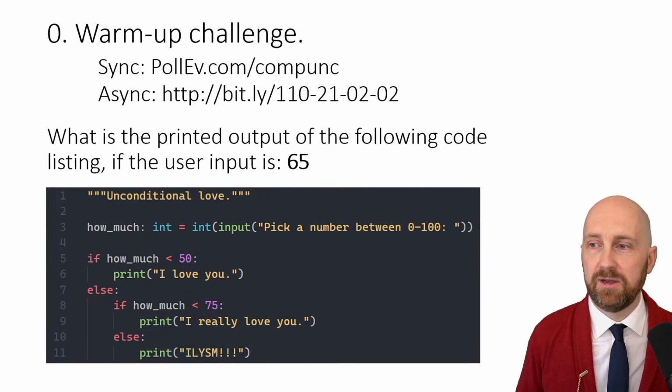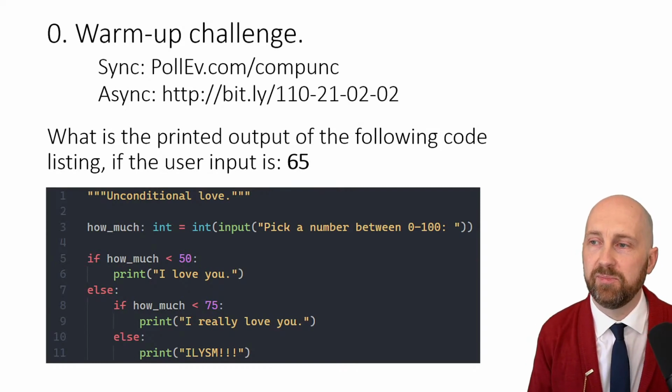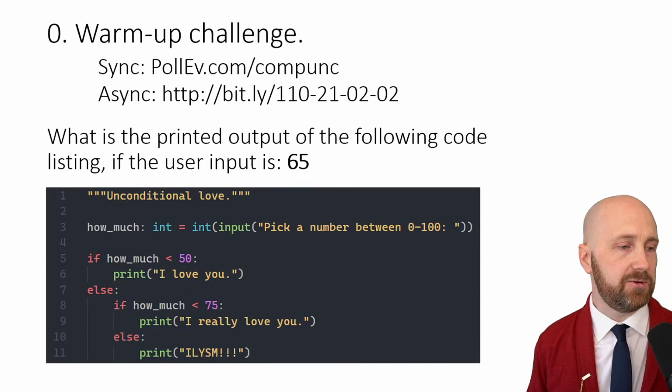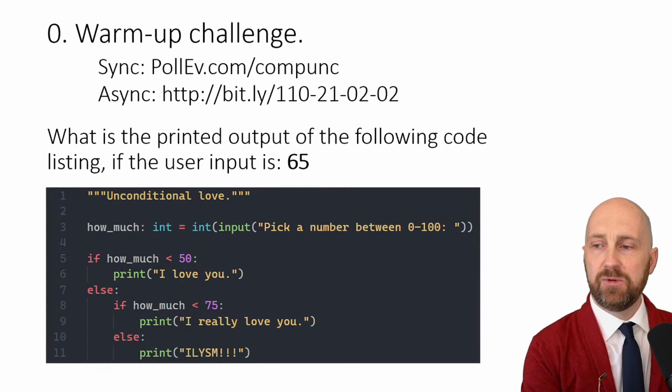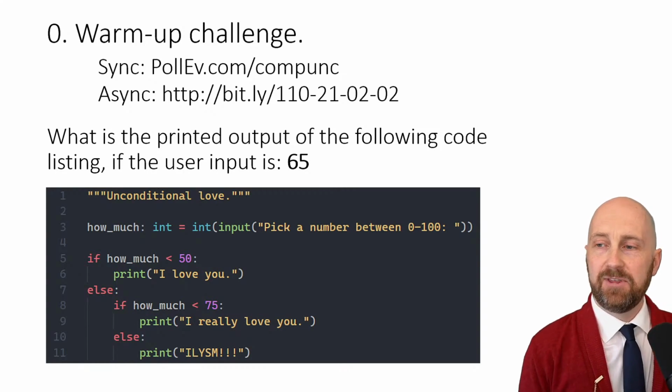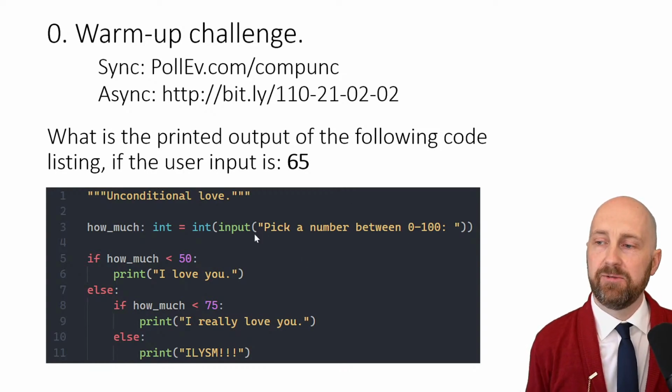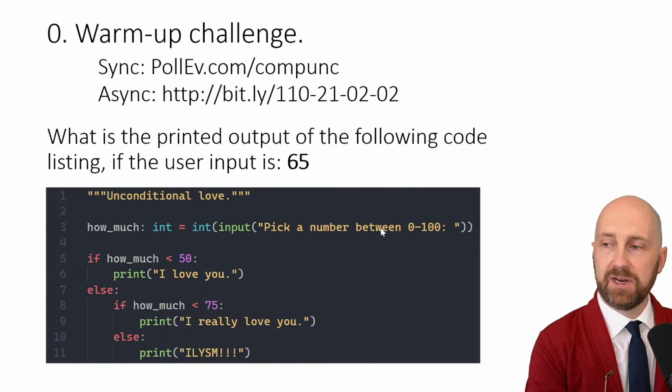And I just want to give you 1 minute here to try and open up Poll Everywhere. I'll open up the poll now and think through this. Imagine what you think the printed output would be of the following code listing if the user input was 65 for when we were asked to pick a number between 0 and 100.